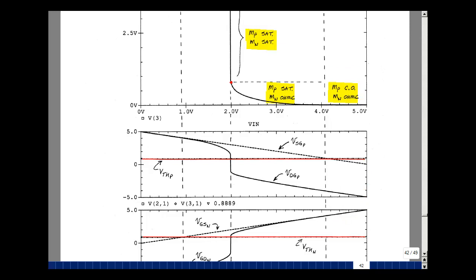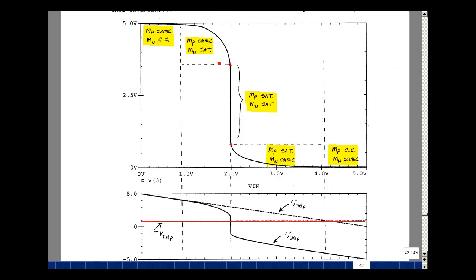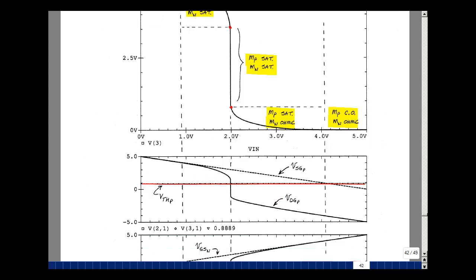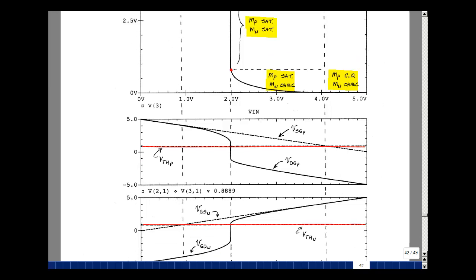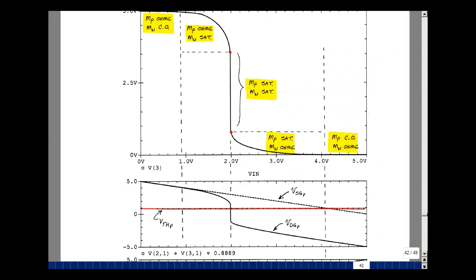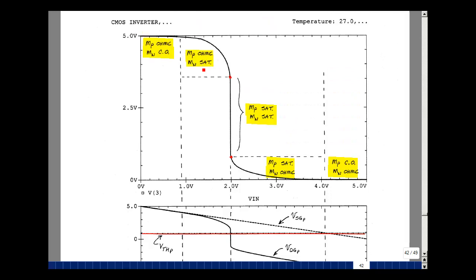What happens in between? This region over here, I see that the source to gate and the drain to gate are still greater than threshold. We are in ohmic, but the N-channel device has the gate to source greater than threshold and the gate to drain less than threshold. So that makes it in the current saturation region. Now this transistor has gone active and the current is going to start to increase. A similar thing happens over here.